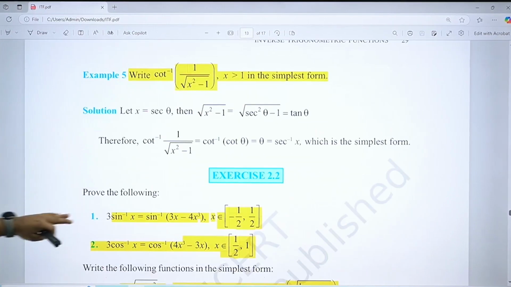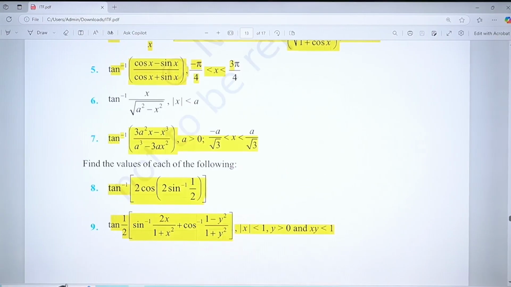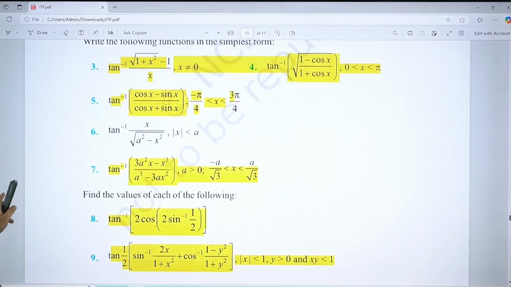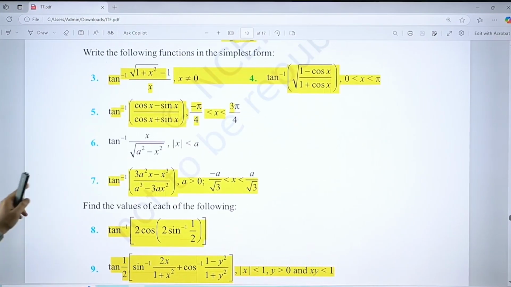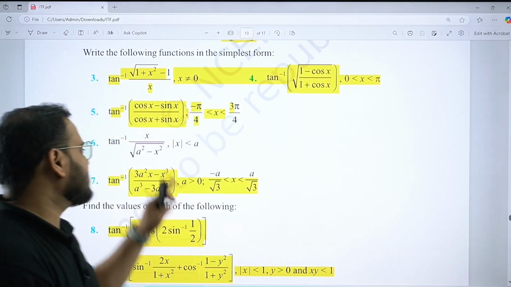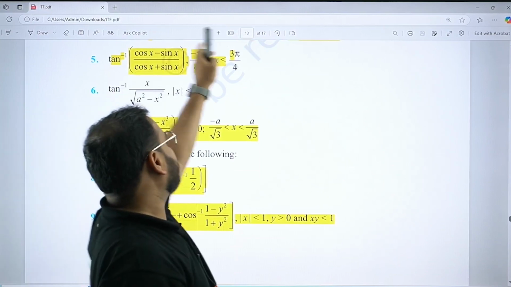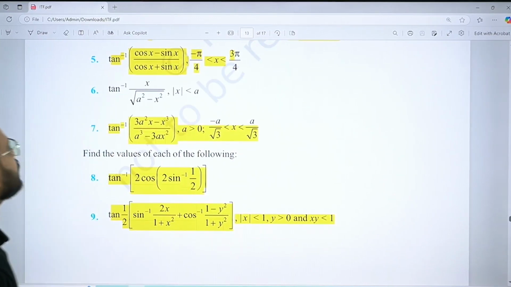Okay, example number 5. Now exercise 2.2, check this out. Question number 1, 2, 3, 4, 5, almost all of it, yes, bacha. Simple questions are there, don't miss out on anything, because they use different formulas for the questions. That's why I'm asking you to remember this.